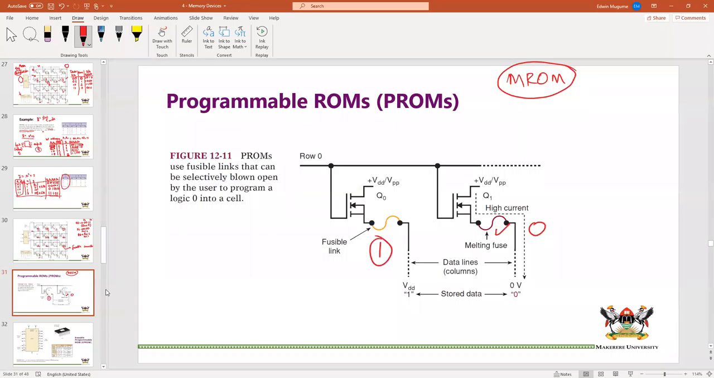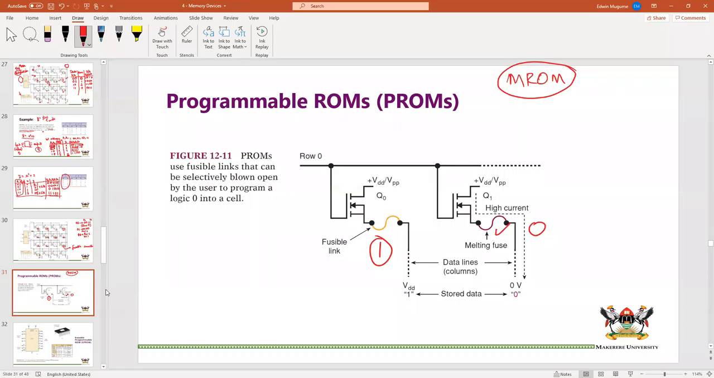But you do this in your own lab, or maybe you have some specialized equipment that can allow you to do this. You can ask the manufacturer to blow them for you, but they will obviously charge you for that service. Now, this is called programmable ROM. The only difference with the MROM is that this one you do yourself. So they manufacture these and people pick them and go and program them according to their own needs.